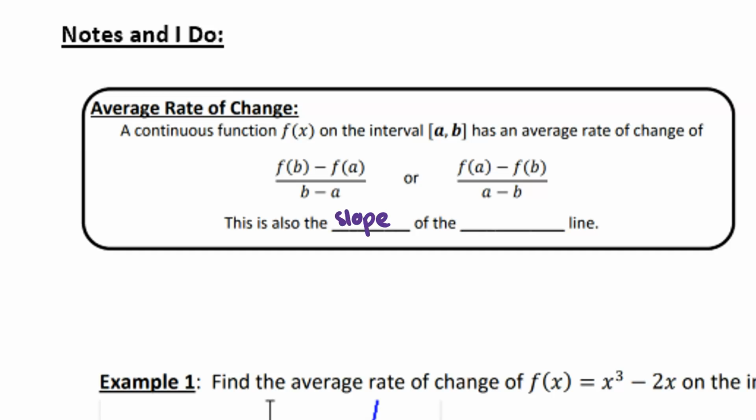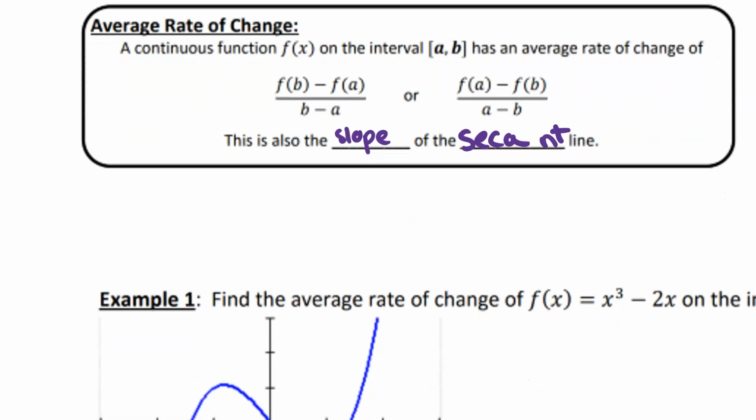of the secant line. The secant line is what we're going to talk about today. Tomorrow we're going to talk about the tangent line, which is going to be the slope at a point, or the instantaneous rate of change.